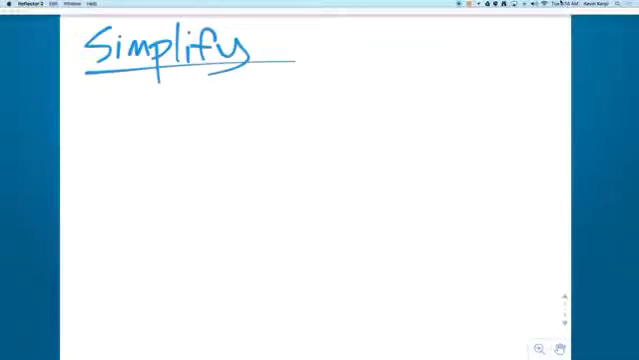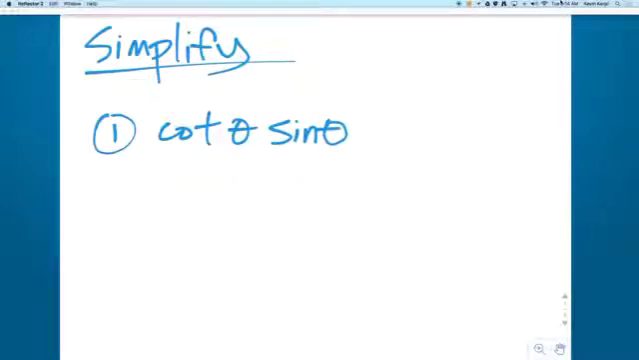So let's start off with an easy one. I'm just going to give you the instructions that are simply to simplify as much as possible. We'll call this number 1. Start you off with an easy one. Cotangent of theta times sine of theta. So the way I'm going to do it, I'll give you 1 minute, that's all, to get as far as you can, and then we'll talk about it. 1 minute. And you can try these at home as well. You don't even have to stop the video.